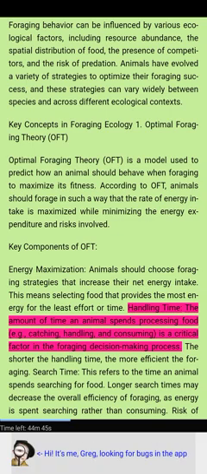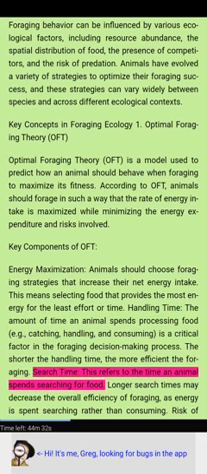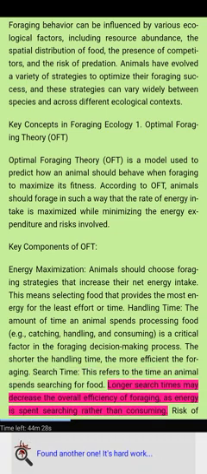Handling time. The amount of time an animal spends processing food, e.g., catching, handling, and consuming, is a critical factor in the foraging decision-making process. The shorter the handling time, the more efficient the foraging. Search time. This refers to the time an animal spends searching for food. Longer search times may decrease the overall efficiency of foraging, as energy is spent searching rather than consuming.